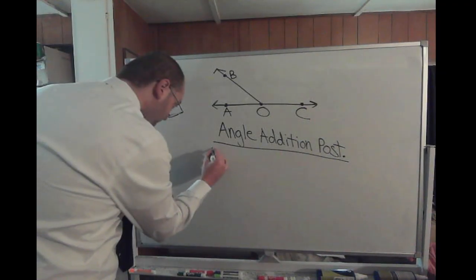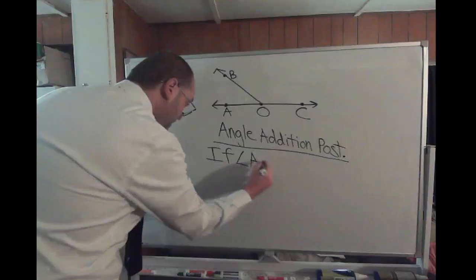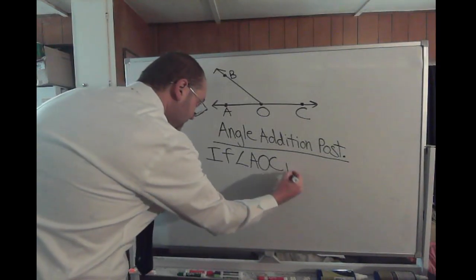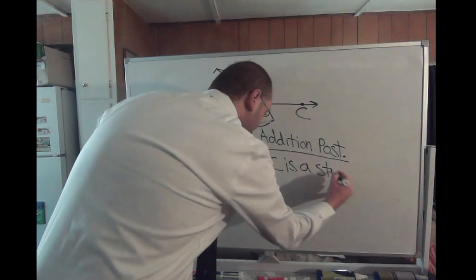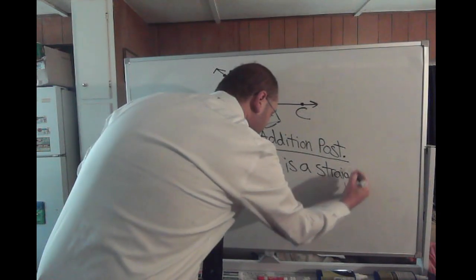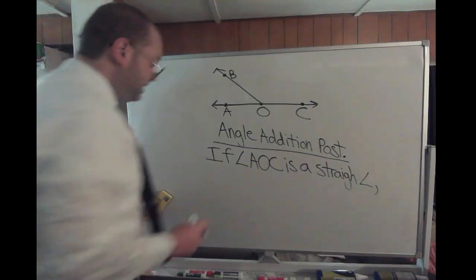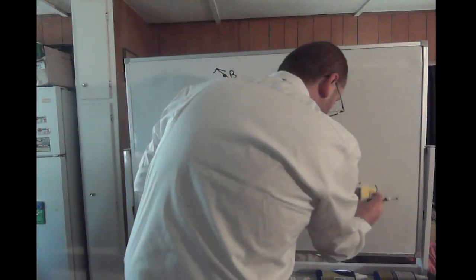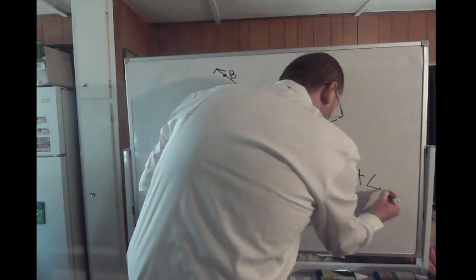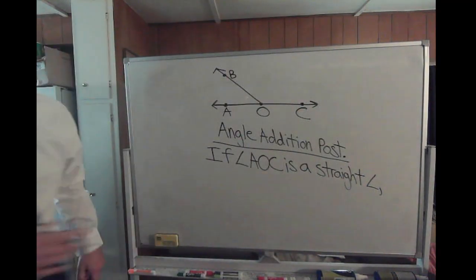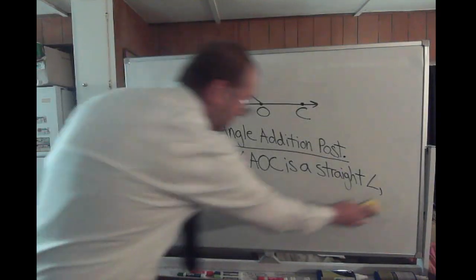So, if angle AOC is a straight angle, I'm just going to abbreviate angle with the symbol. It'd help if I spelled straight right, wouldn't it? I know this is an English class, but I still like to spell right because this is educational. I don't want to teach you wrong. Whoops, we don't need the comma there.